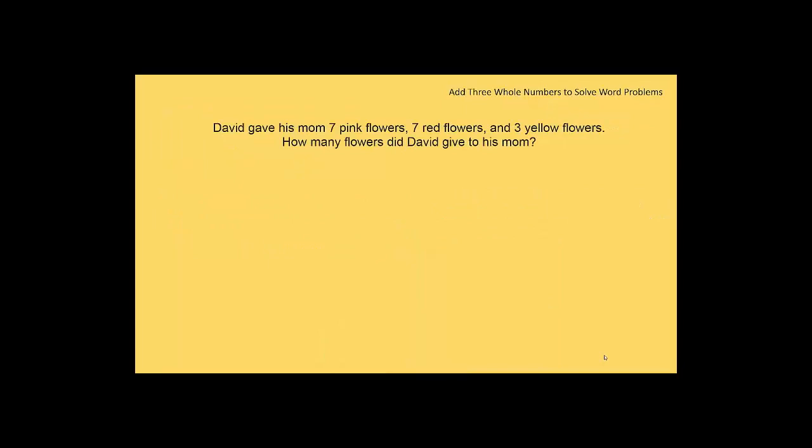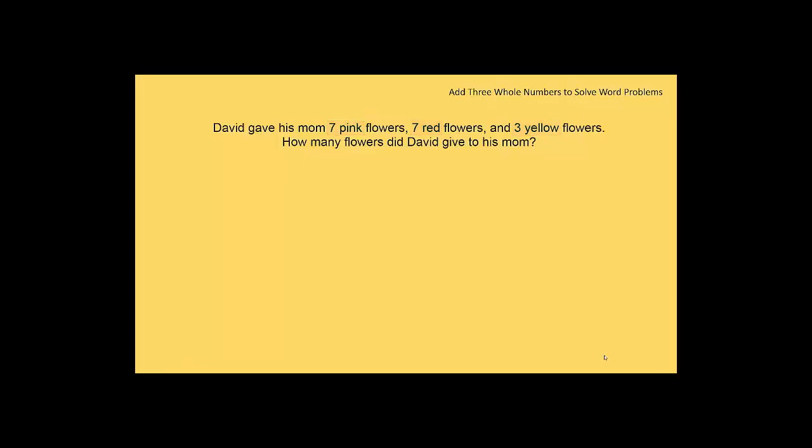Another type of word problem included in Unit 4 gives situations where 3 addends are added together to find the solution. Students are expected to use strategies they have learned throughout the year, applying their knowledge that when numbers are added in any order, the solution will be the same. David gave his mom 7 pink flowers, 7 red flowers, and 3 yellow flowers. How many flowers did David give to his mom? Students should recognize that all 3 numbers in this type of problem are necessary to find the correct solution.